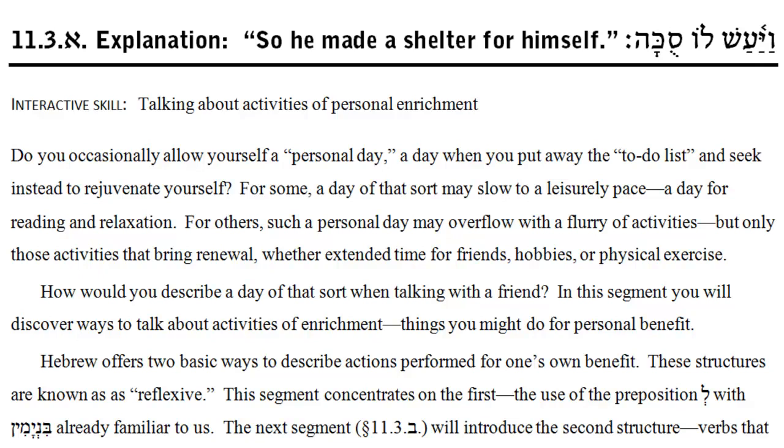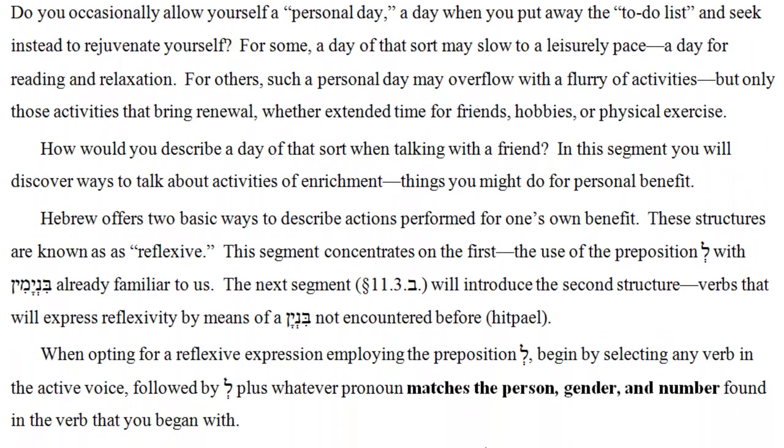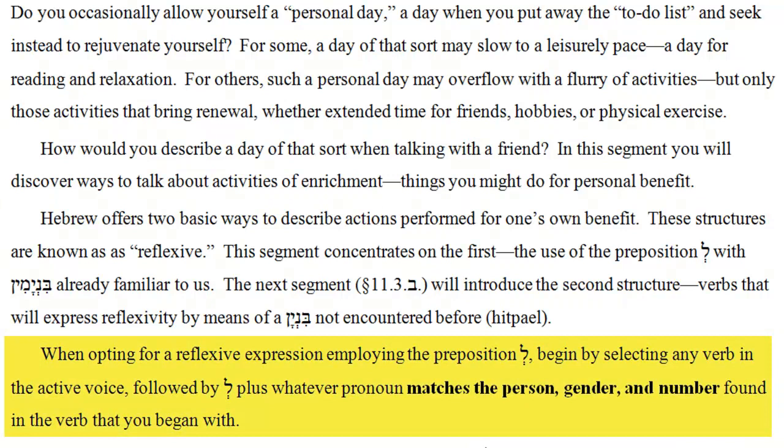It involves using the preposition le in combination with binyanim that are already familiar to us. Here's how it works. Begin by selecting any verb in the active voice. That means it could be qal, but it would not be pual or hofal, since those are necessarily passive. So once again, begin by selecting any verb in the active voice, then follow it with the preposition le, and then that preposition will be combined with a pronoun.